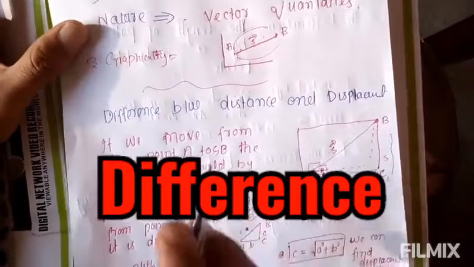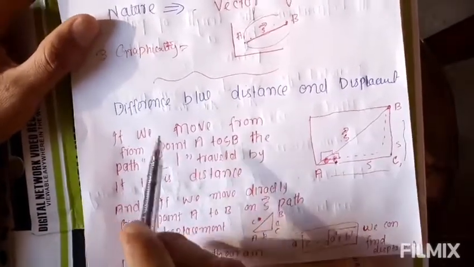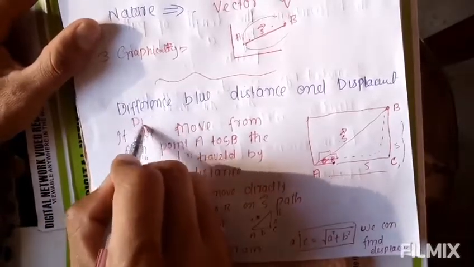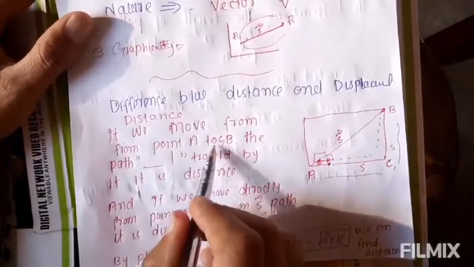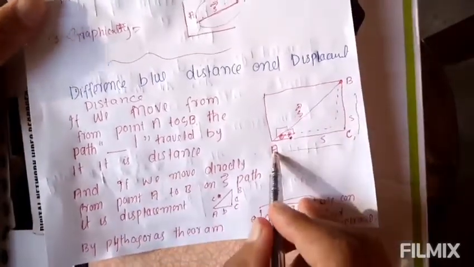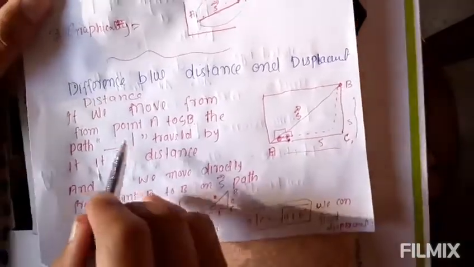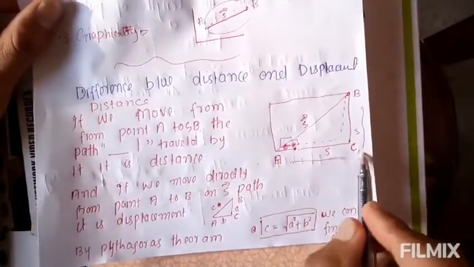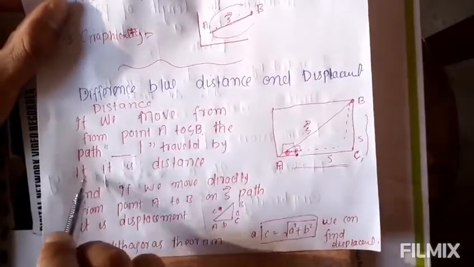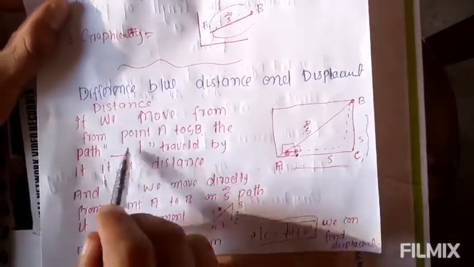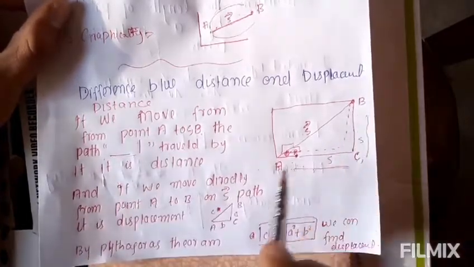Now, what is the difference between distance and displacement? This is the main topic. For distance, if we move from point A to C and then to B, along that path and that path, the path traveled is the distance.